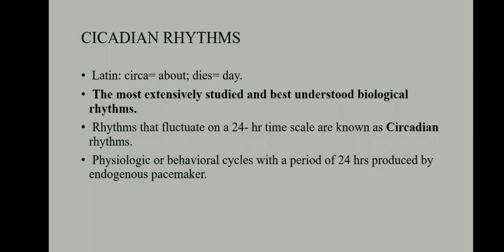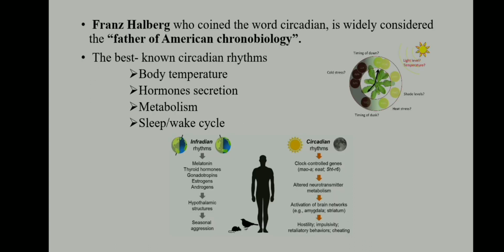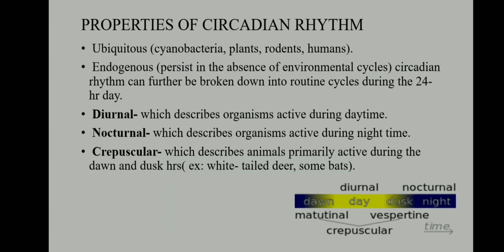Then circadian rhythms. Latin word circa means about, dies means day. The most extensively studied and best understood biological rhythms. Rhythms that fluctuate on a 24-hour time scale are known as circadian rhythms. Physiologic or behavioral cycles over the period of 24 hours produced by endogenous pacemaker. Franz Halberg, who coined the word circadian, is widely considered the father of American chronobiology. The best known circadian rhythms: body temperature, hormone secretion, metabolism, sleep wake cycle.